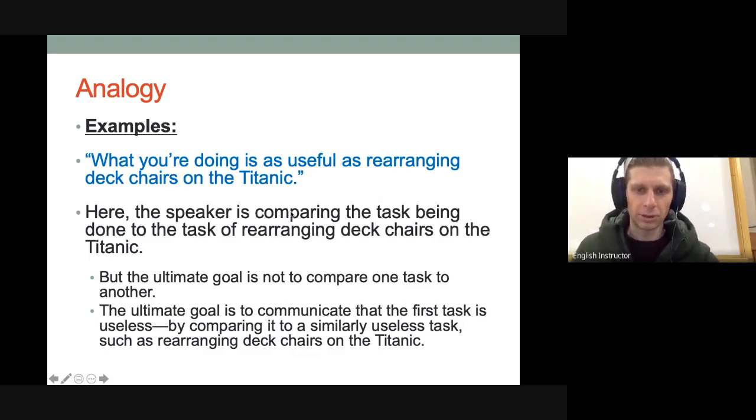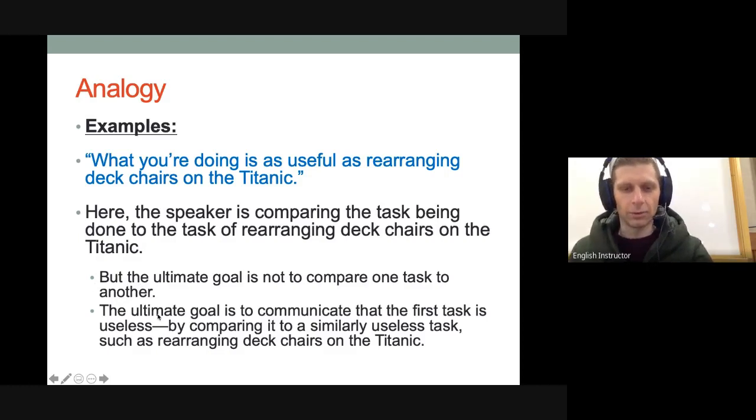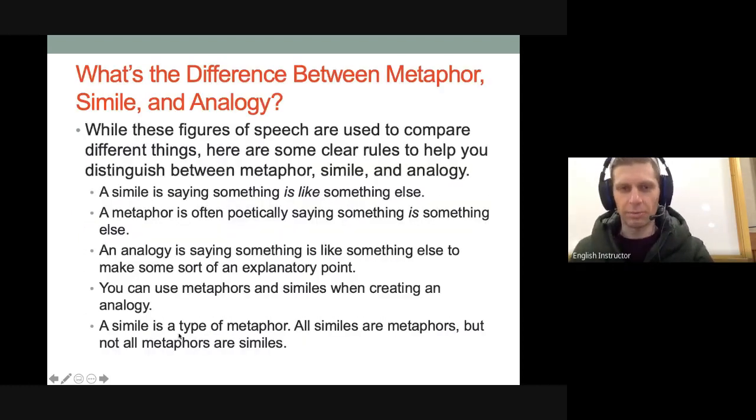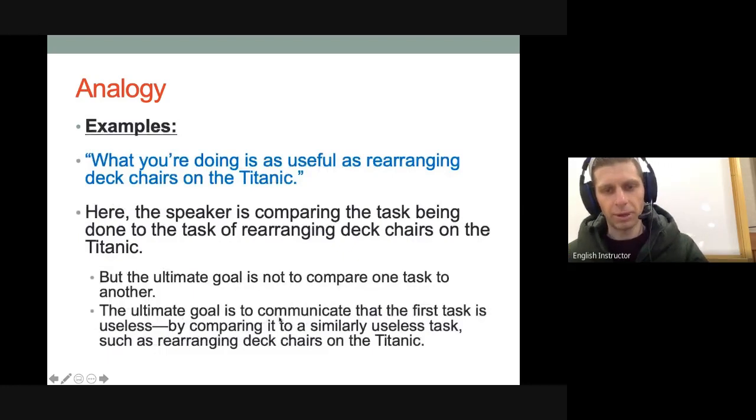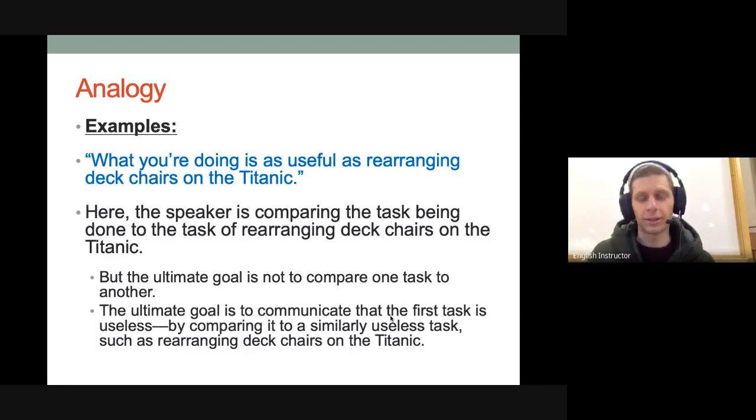So again, the speaker's comparing the task to arranging deck chairs on the Titanic, but we're not just trying to compare them. Again, we are trying to explain. So what do we mean by using this? Well, by comparing it to a useless task like rearranging those deck chairs on the Titanic, we're pointing out that sweeping leaves in this really, really high wind is just useless. It's not a useful thing to be doing, right?